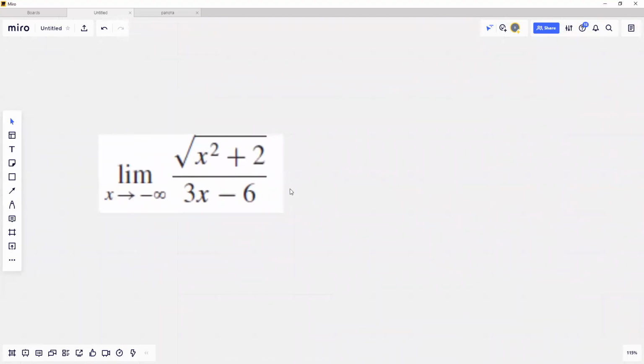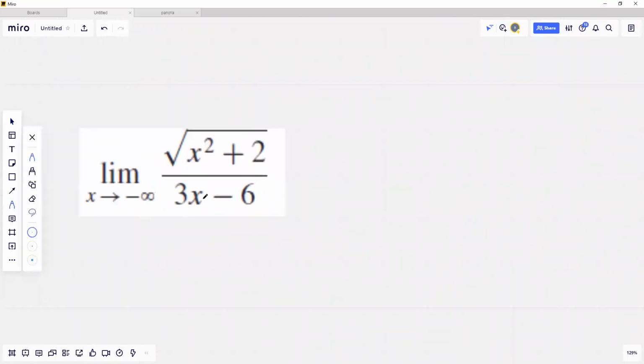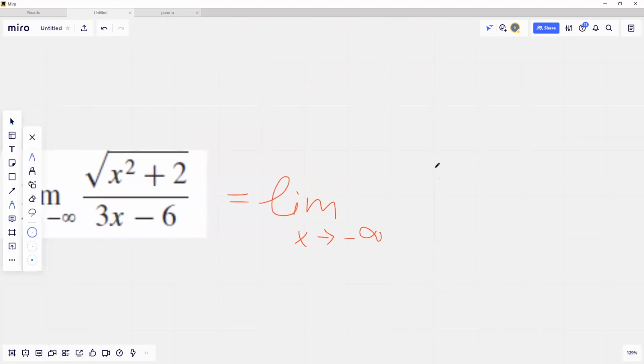Okay, let's take a look at the following problem. The limit as x goes to minus infinity of this ratio here. We cannot again use limit laws right away, since the limit of the function in the numerator doesn't exist and the limit of the function in the denominator also doesn't exist as x goes to minus infinity. Now we are going to apply a similar trick. We'll divide, however, this time we are going to divide both numerator and denominator by the absolute value of x.